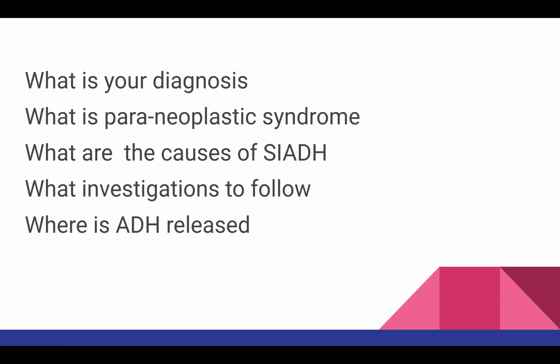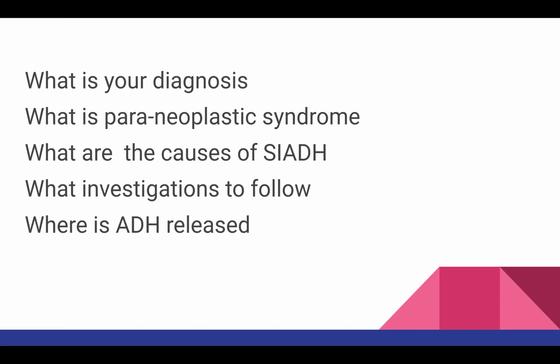I will do both blood and urine investigations. So, in the blood investigation, I will check for the serum sodium levels, serum osmolality, and blood pressure. I will also check for serum cortisol in the blood to rule out Addison's disease. And in the urine, I will check for the urine osmolality and urine sodium levels. I will also check for TFTs, for hypothyroidism.